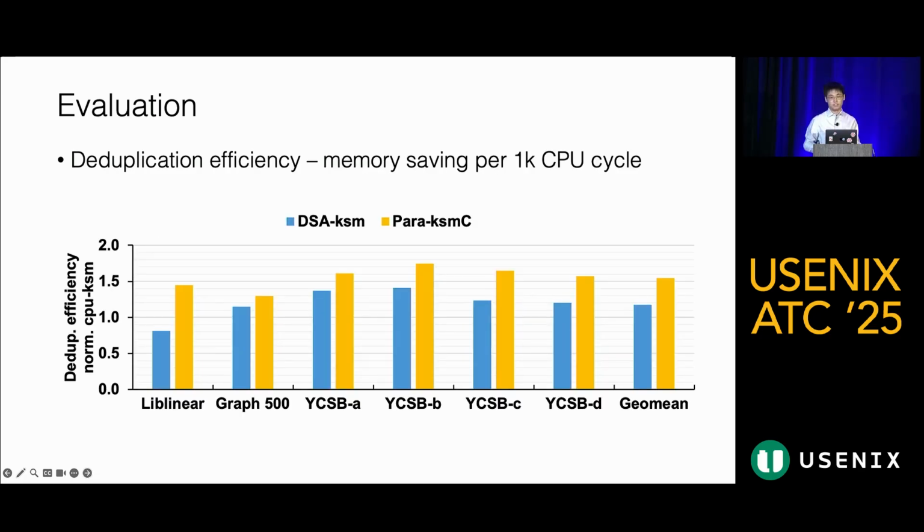Even more importantly, we evaluated the deduplication efficiency, which is measured as memory savings per 1,000 CPU cycles. In this figure, these values are normalized to the CPU KSM case. And here we can see that Para-ksm can improve the efficiency by 30 to 50% across all the workloads.